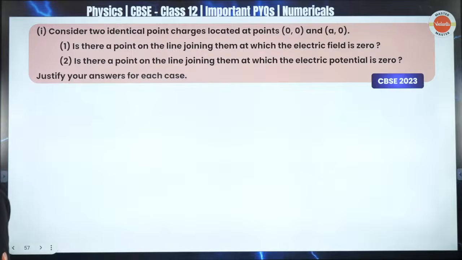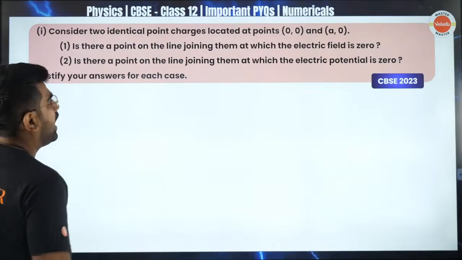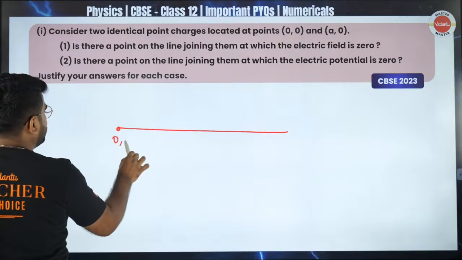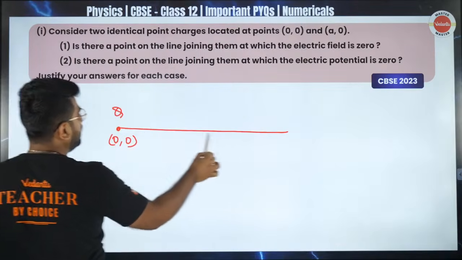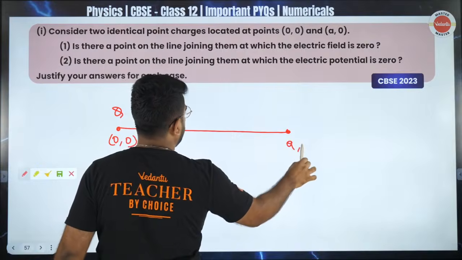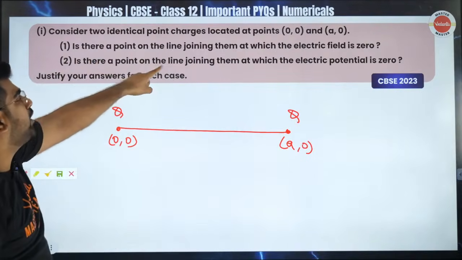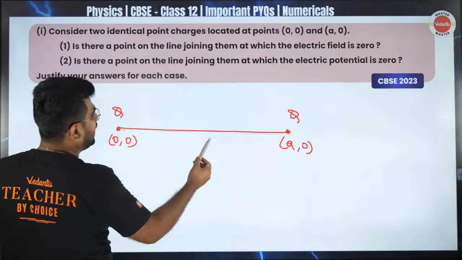Next. Okay, consider two identical point charges at 0,0 and a,0. So at 0,0 there is a point charge and at a,0 you have a point charge. Okay, is there any point on the line joining them at which electric field is 0?